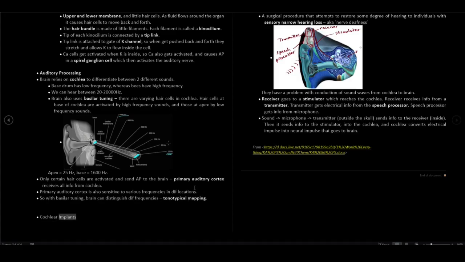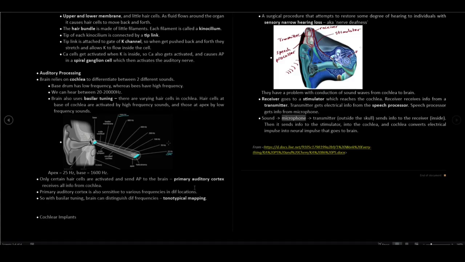Cochlear implants. A surgical procedure that attempts to restore some degree of hearing to individuals with sensorineural hearing loss, aka nerve deafness. They have a problem with conduction of sound waves from the cochlea to the brain. The receiver goes to a stimulator which reaches the cochlea. The receiver receives info from a transmitter. The transmitter gets electrical info from the speech processor. The speech processor gets info from a microphone.